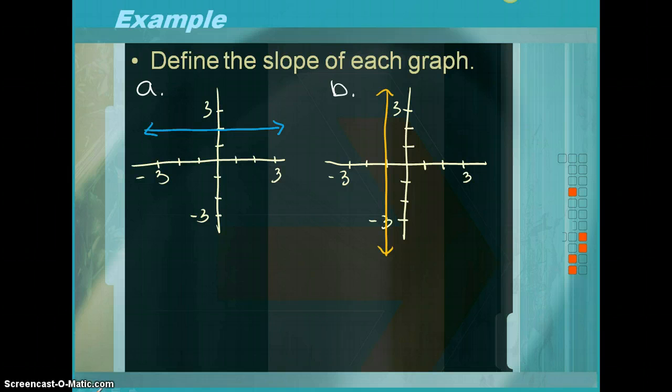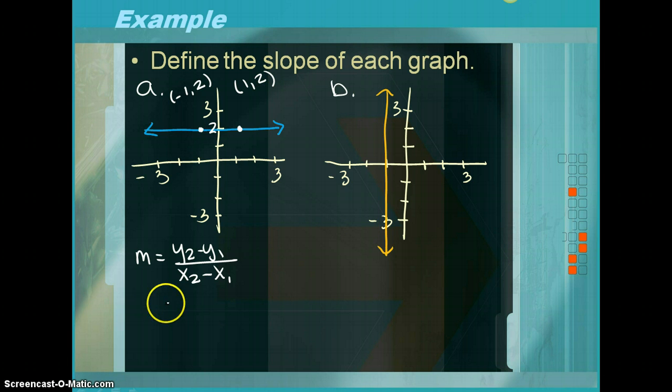So the example says to define the slopes of each graph. The first graph has a horizontal line going through 2. If we wanted to define its slope, which is m is equal to y2 minus y1 all over x2 minus x1, we first need to find some points to use. So I'm going to go ahead and just find 2 points. The 2 points I'm going to use are negative 1, 2 and positive 1, 2.